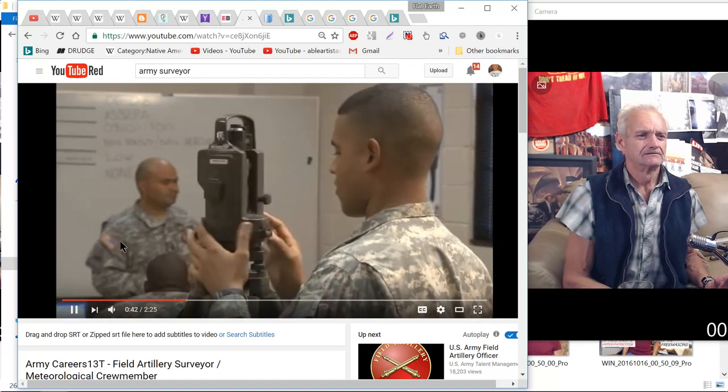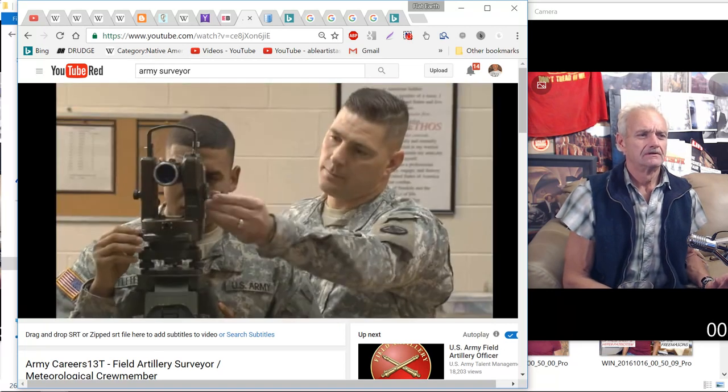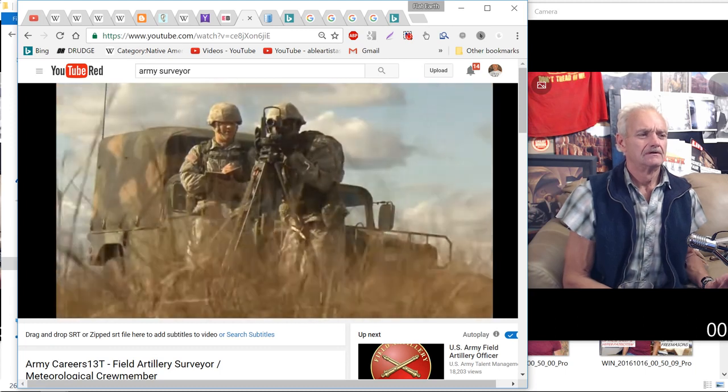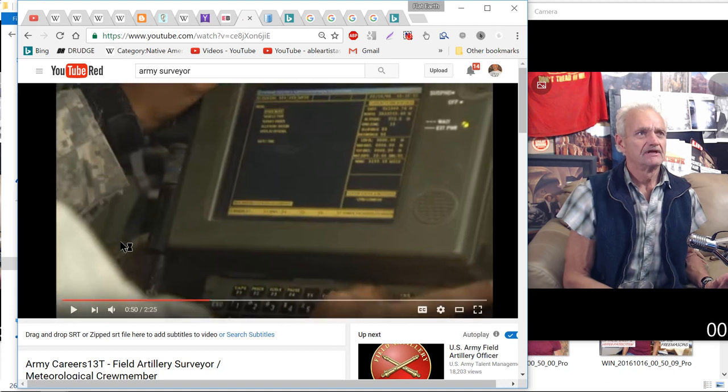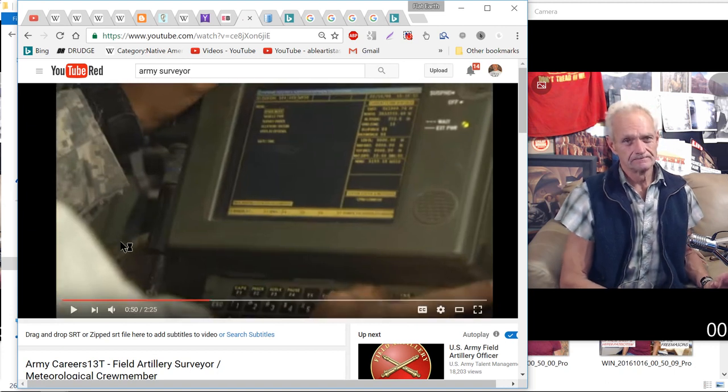Train to use optical instruments such as the T-16 theodolite and electronic devices such as the improved position azimuth determining system, or position azimuth determining system.